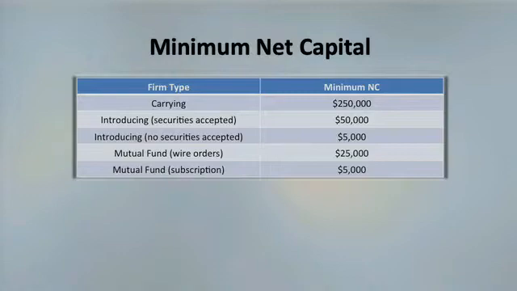For an introducing firm that accepts securities, $50,000. For an introducing firm that does not accept securities, $5,000. For a mutual fund wirehouse that accepts wire orders, which are electronic orders, not paper orders, $25,000. For a mutual fund that accepts subscriptions, which are paper applications, paper orders, $5,000 would be the minimum net capital. Again, never going to ask you to calculate minimum net capital. They will expect you to know what the minimums are.